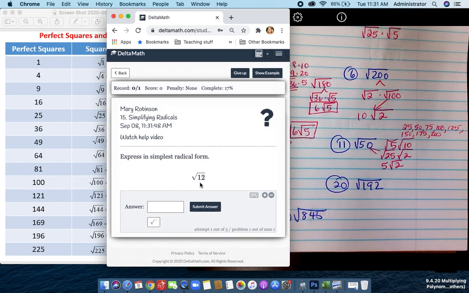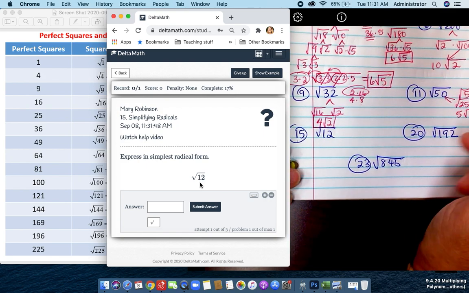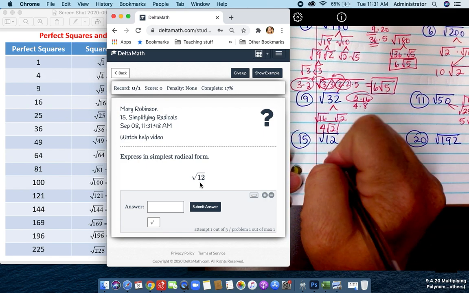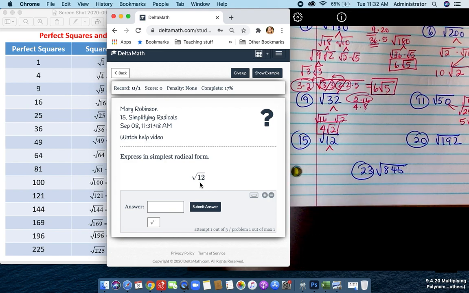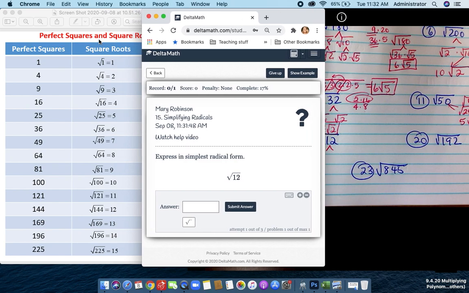So again, if my job is to think, what factors of the square root of 12 can I break down, one of which being a perfect square? 12 is not a big number. So if I look over here on my list on the left side of my screen, which of these perfect squares are factors of 12? Well, the only one on the list is 4.